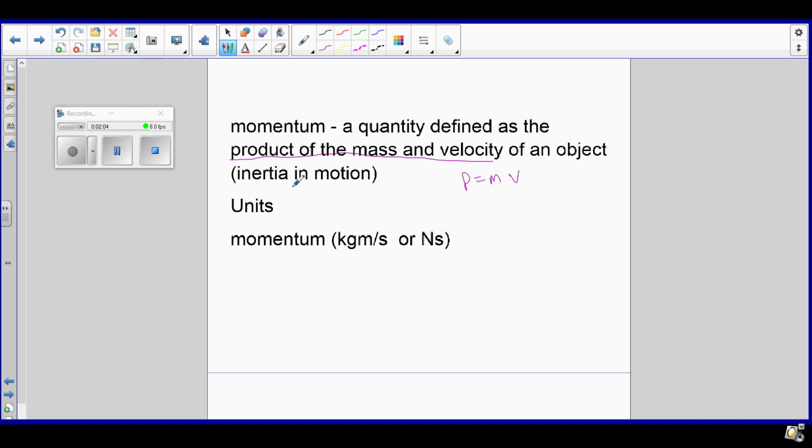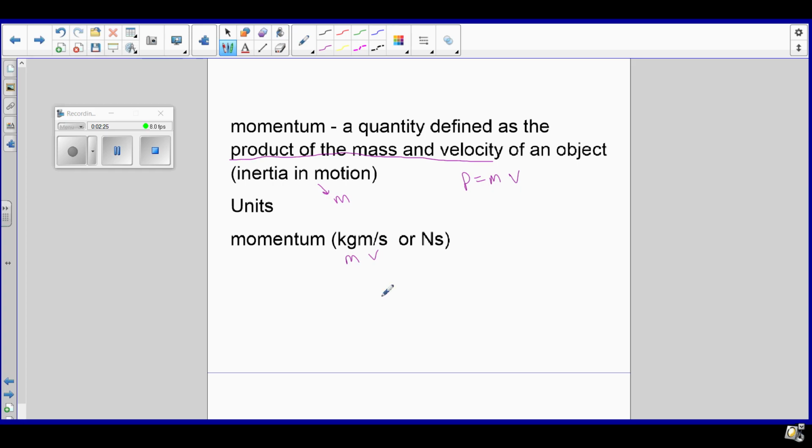So inertia was due to the object's mass. Mass is a measure of an object's inertia. Momentum is due to the object's mass and velocity. So it has to be moving to have momentum. The units of momentum, kilogram meter per second, check out because the equation is just mass times velocity.